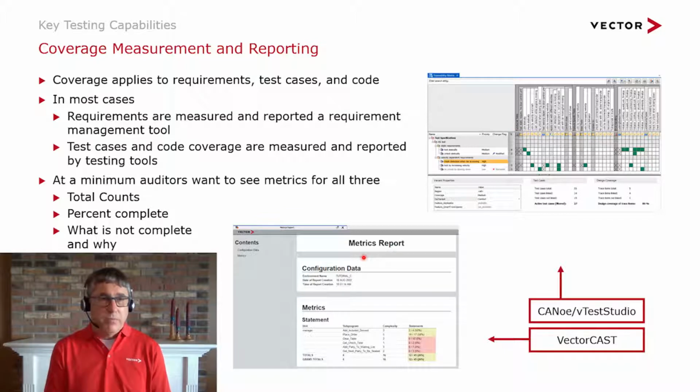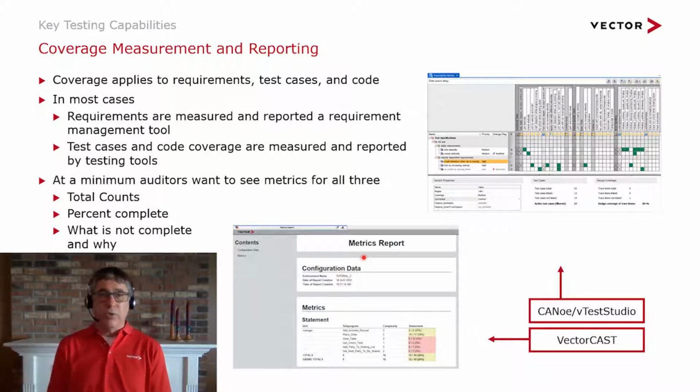At a minimum, auditors usually like to see metrics for all three. What they like to see are things like total counts, how many are there, how many have been completed or satisfied or passed, which ones are not complete, and then some details about why they have not been completed.